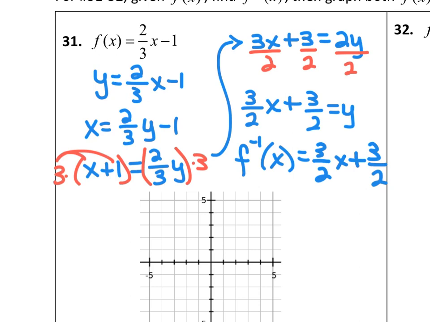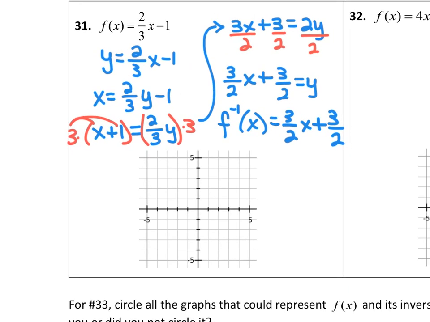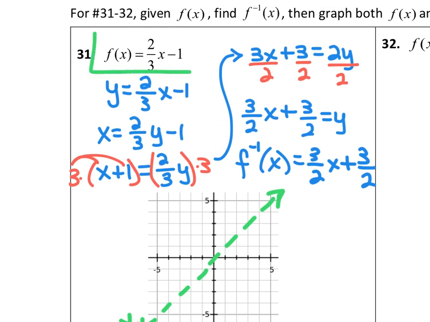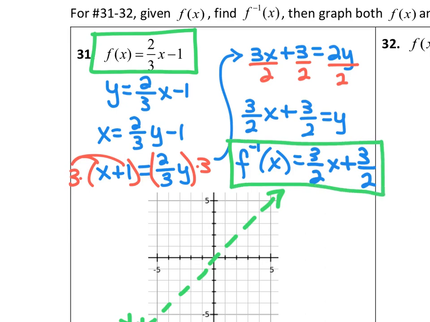Remember that we want you to draw the line y equals x when you're graphing an inverse. So start by giving yourself that line through the origin with a slope of 1 and label it y equals x. And then next you want to graph the original function, which is what was given to you, and the inverse function, which is the equation that you computed.